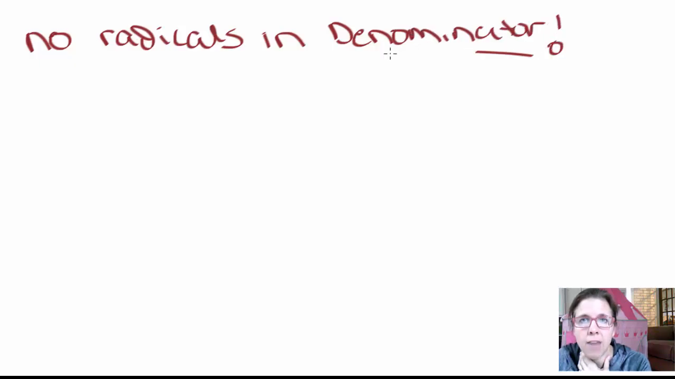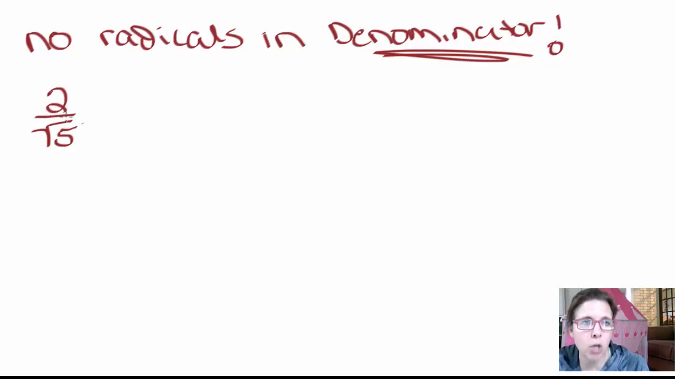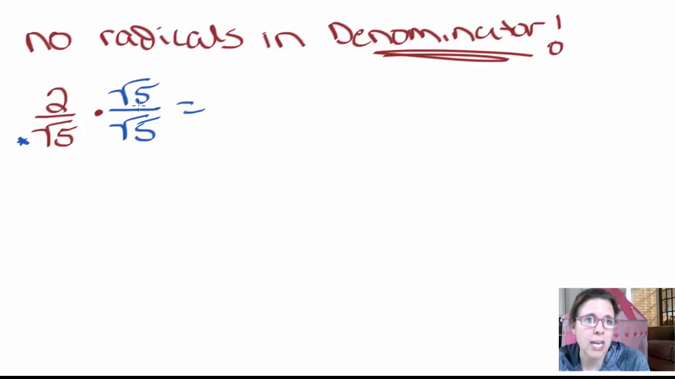You cannot have radicals in the denominator, okay? So if you have 2 over the square root of 5, in order to get rid of it, you multiply it by whatever the denominator is. So you multiply by the square root of 5 over the square root of 5, because you're just multiplying it by 1, so it doesn't change the value any. The square root of 5 over the square root of 5 equals 1, so you're not changing it.